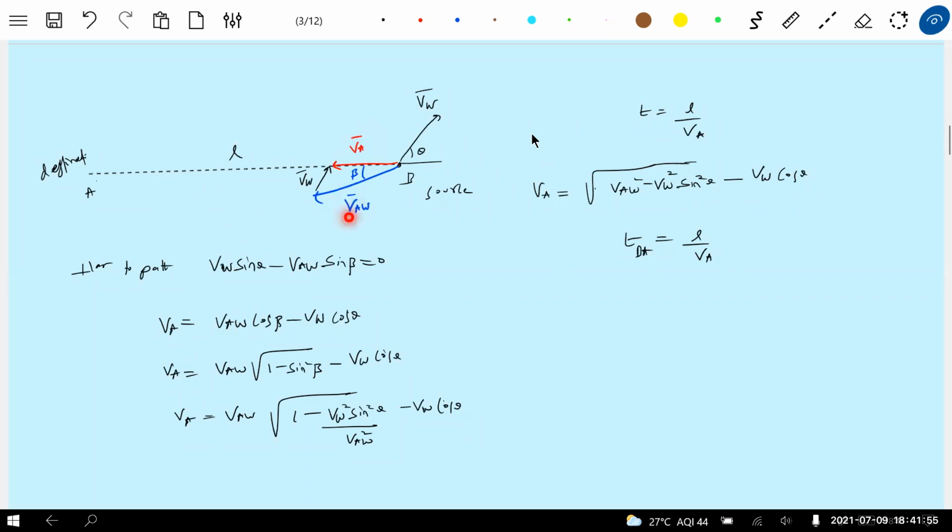This is controllable: beta and VAW are controllable. These two are not controllable. By controlling beta and VAW, I have to see that the velocity of aircraft is along BA. I think it's not that easy a job. At least, are you able to understand? These two are controllable. This is not controllable. This has to be adjusted. I have to see all the time that the velocity of aircraft with respect to ground is along BA. Then only I reach the destination. Are you able to understand now?